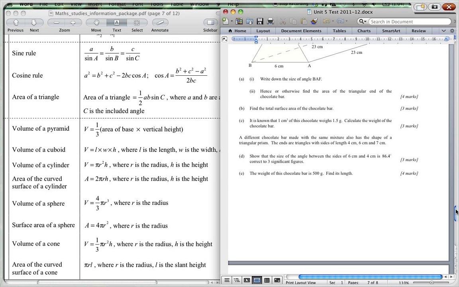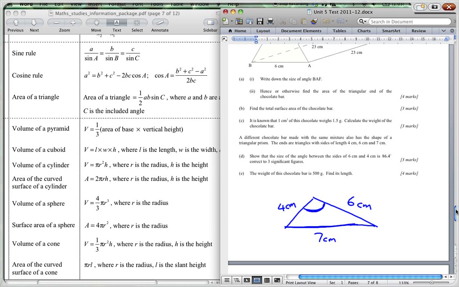So we've got 7 centimeters like that, 4 centimeters like that, and 6 centimeters like that. And we want to show that the angle between the 4 and the 6, over there, is equal to 86.4.